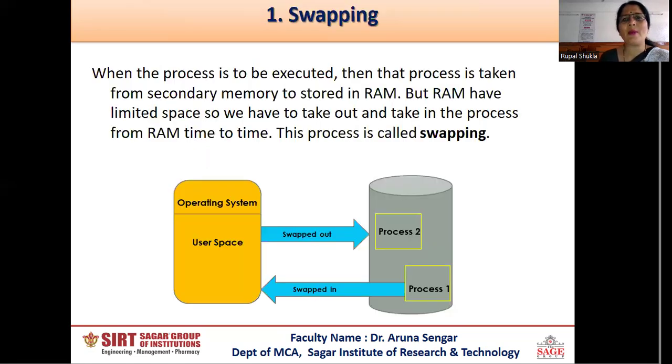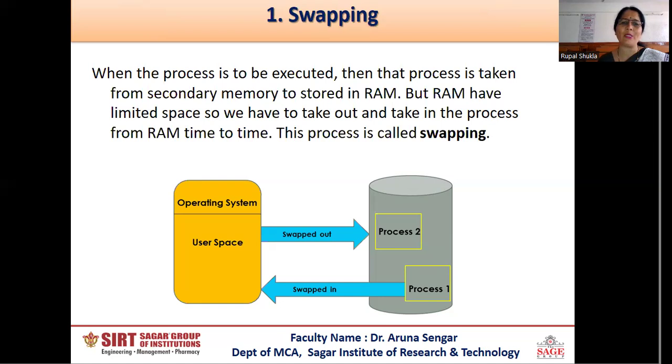The first memory management technique is swapping. What actually happens is, when a process is to be executed, that process is taken from secondary memory into RAM. But RAM has limited space, so we have to take out or take in processes from RAM from time to time, and this is called swapping.